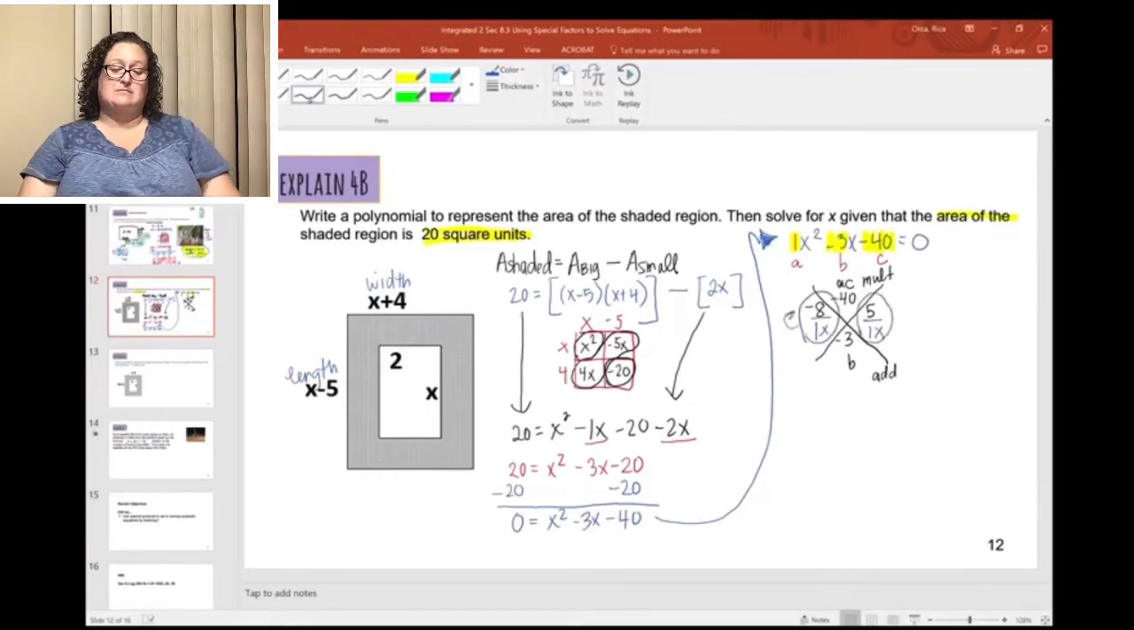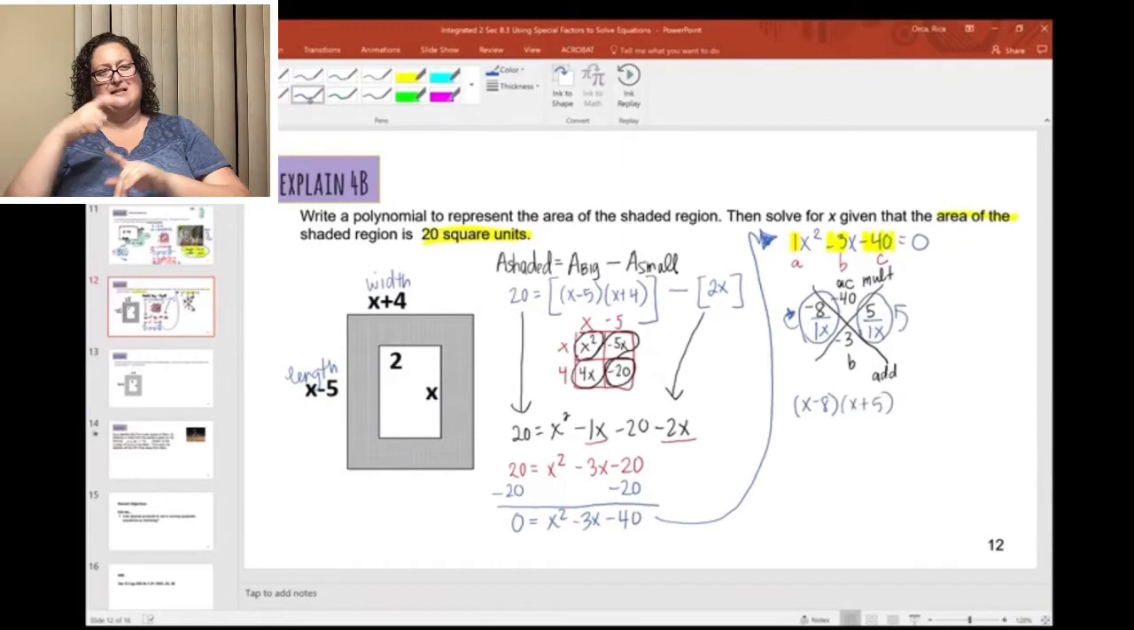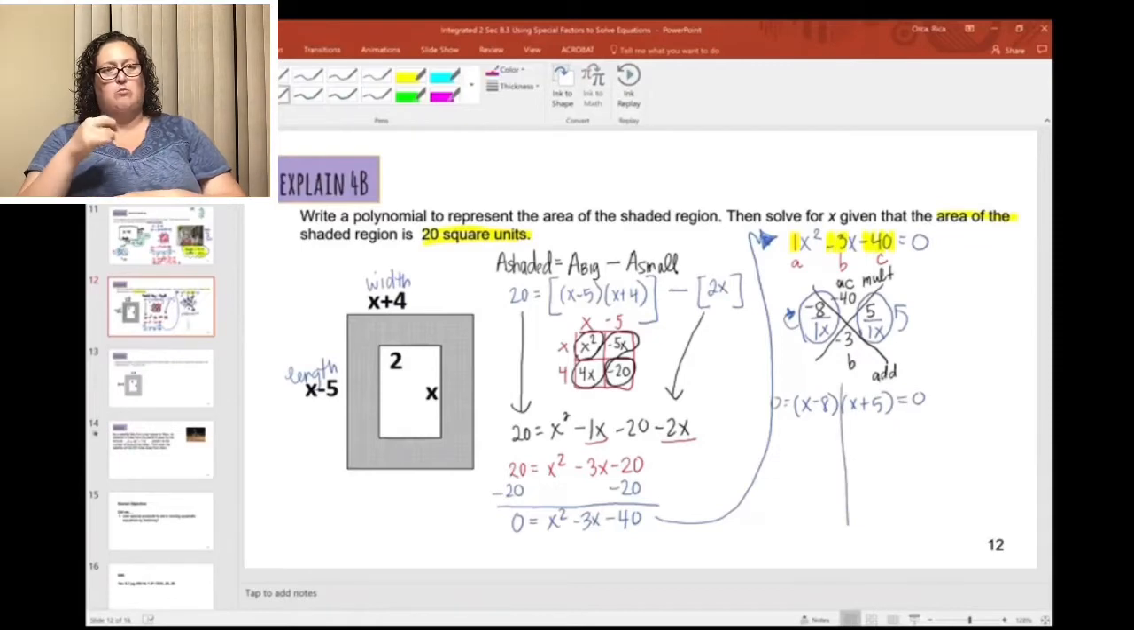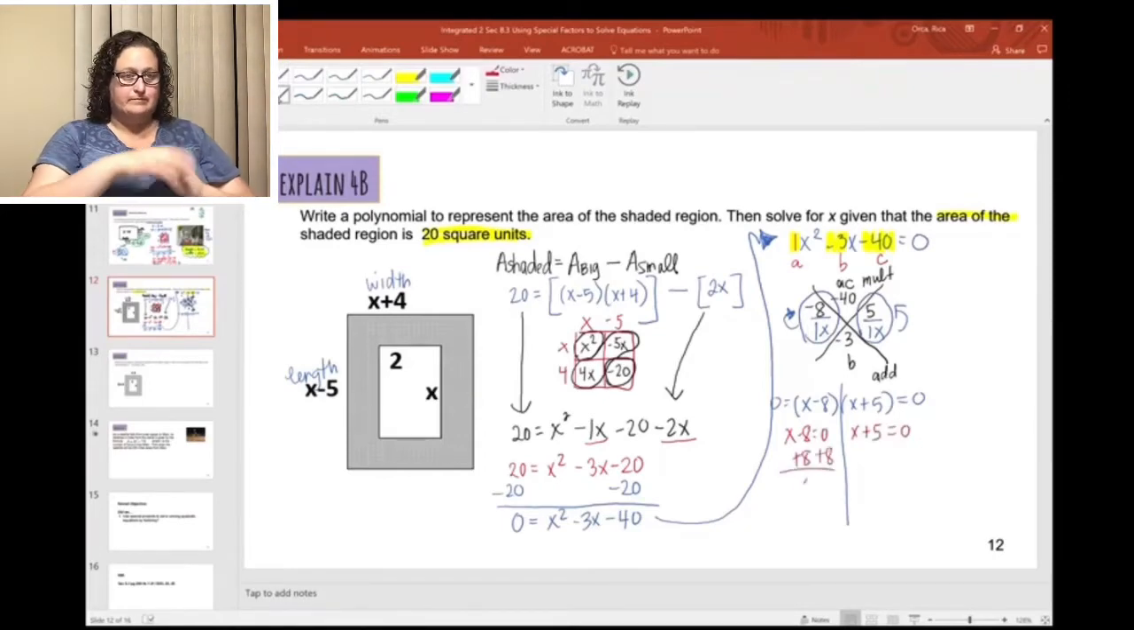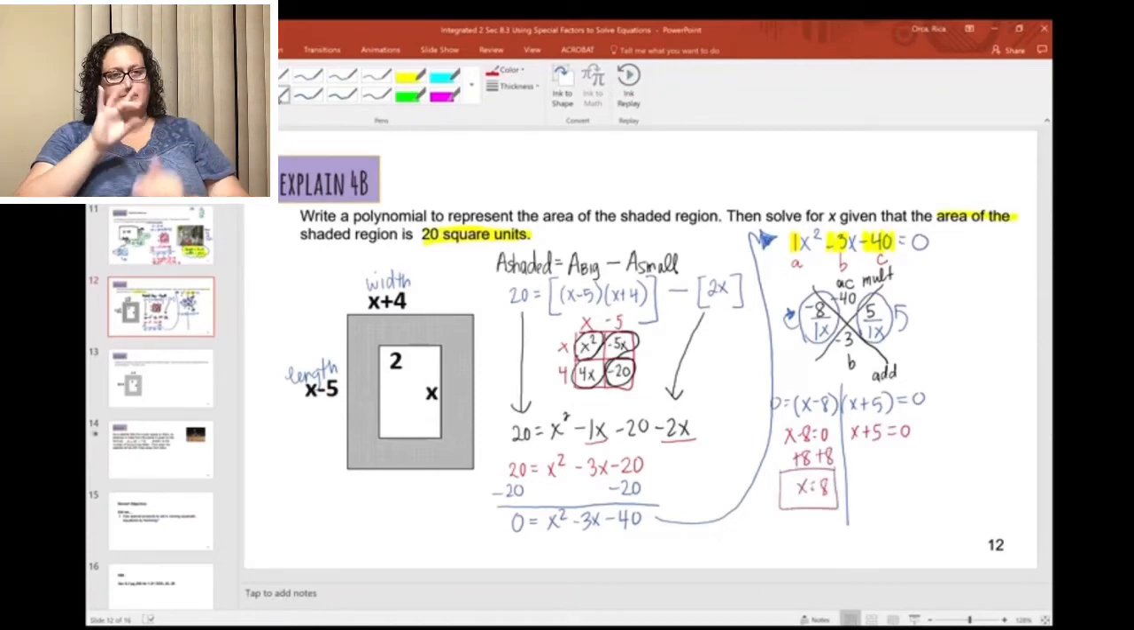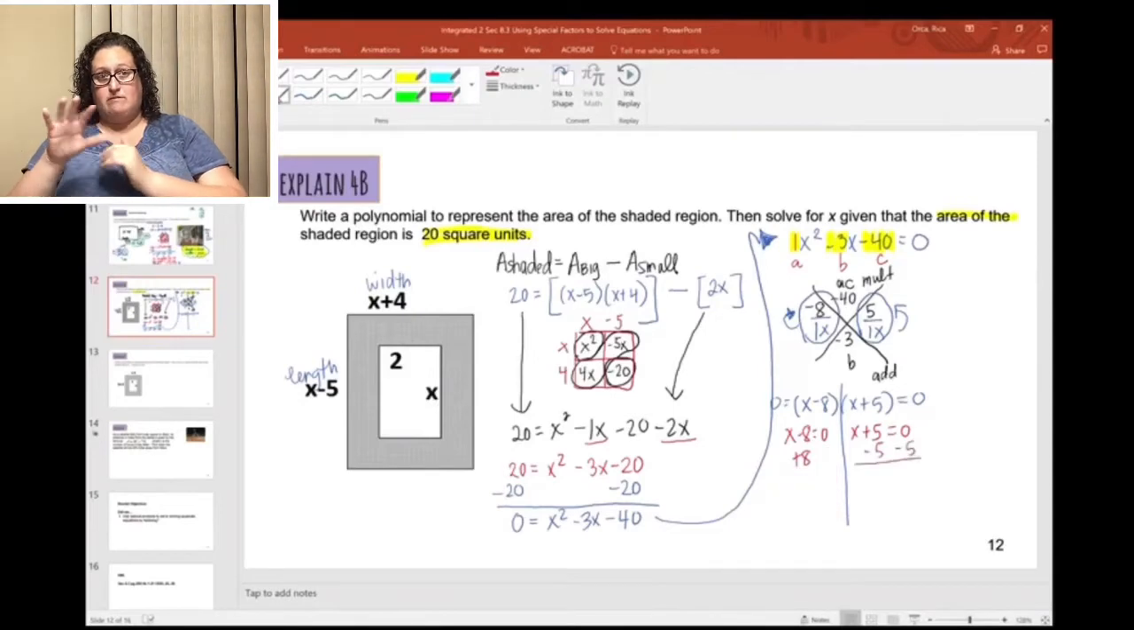Okay, now let's write out our factors. X minus 8 times x plus 5 equals 0. And by using the zero product property, we have x minus 8 equals 0 and x plus 5 equals 0. Add 8 to both sides, x equals 8. In the second equation, subtract 5 from both sides, x equals negative 5.